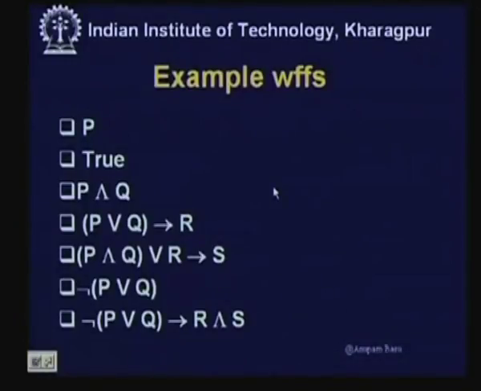Let us now see some example WFFs, well-formed formulae. P, yes, it is a well-formed formula. True, it is a logical constant, so it is a well-formed formula. P and Q uses our allowed operator and, so it is a well-formed formula. P or Q implies R. Let us look at this. P or Q is a valid proposition, and any valid proposition, say P implies R, is a valid proposition. So this whole thing implies R is a valid proposition. So this is a valid sentence. P and Q or R implies S is a valid sentence.